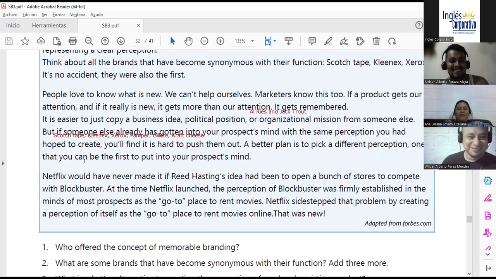Netflix could have never made it if Reed Hastings' idea had been to open a bunch of stores to compete with Blockbuster. At the time Netflix launched, the perception of Blockbuster was firmly established in the minds of most prospects as the go-to place to find movies. Netflix sidestepped that problem by creating a perception of itself as the go-to place to find movies online that was new.